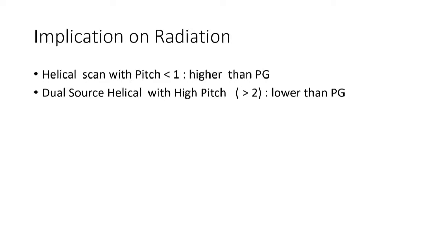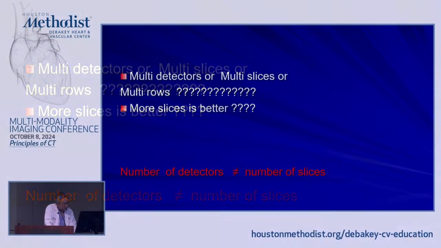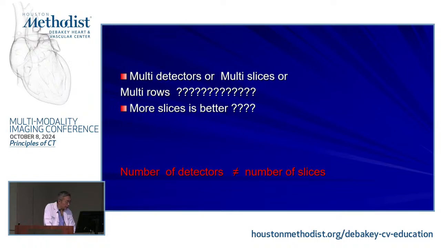And as I mentioned earlier, also the high pitch. If the pitch of prospective gating or step and shoot is 1, and you have a high pitch of more than 2, it's going to be about half of what prospective gating is. And again, there's some simple concept about detectors and number of slices. The number of detectors is limited by the material we use, okay? Again, Siemens dual source scanner, we have 92 row detectors. GE has 256, and Toshiba has 320.